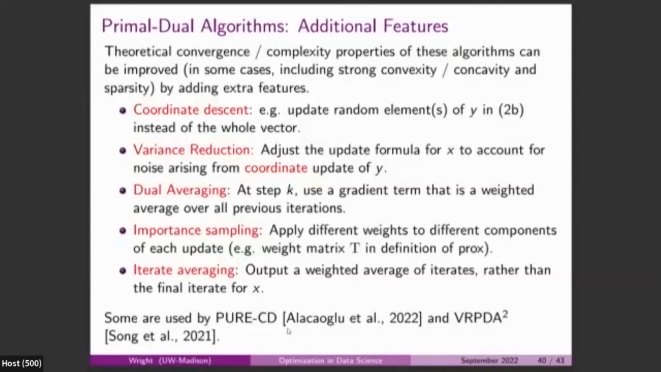You can do something like you don't update all the components of the y. You might use coordinate descent to just update some of them. There are variance reduction ideas where you use coordinate updates, but you use some kind of smoothing to sort of smooth out the large variations in that. You can do dual averaging. You can average over all the y iterates instead of taking just the last one. You can use importance sampling. You can use iterate averaging, all kinds of different ideas. We've done some recent work in this space with two methods that have appeared recently in, well, the upcoming NeurIPS and last year's ICML that incorporate all of these different ideas into PDHG and can improve the convergence properties accordingly.